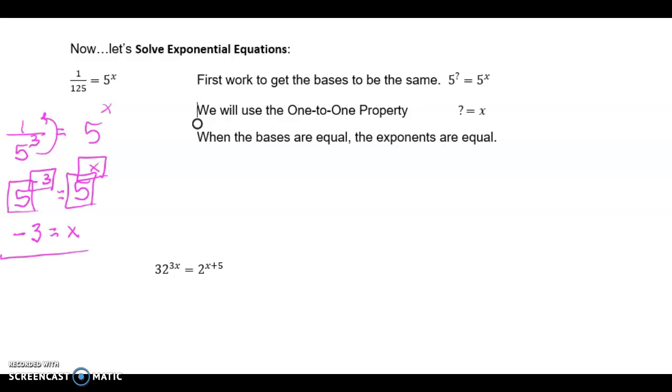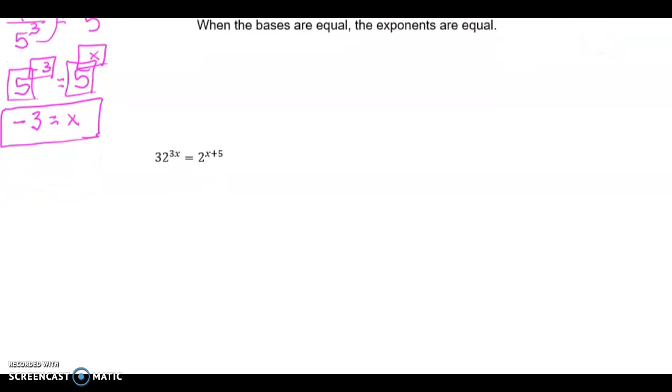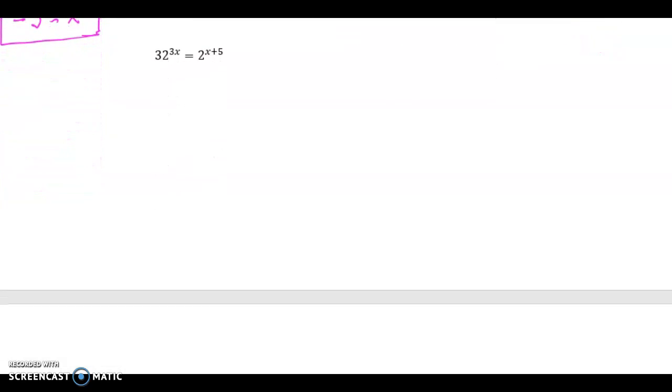So our goal is to get our bases to be equal so that our powers will be equal. Because if I had, for instance, 5 squared equals 5 to the x, then in order for these two to be equal, x would have to equal 2. Because 5 squared equals 5 squared. So when the bases are equal, the exponents are equal. So our goal is to get the bases to be equal.